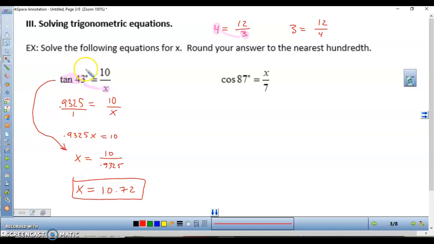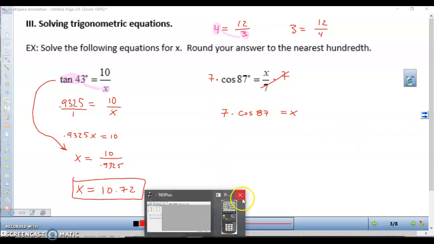So rather than saying, hey, the tangent of 43 is 10 over x, I could say x is equal to 10 divided by the tangent of 43. So there you have it. All right. In the second case, the variable's on the bottom. So what we're going to do is we're simply going to multiply both sides by 7. And you're going to get 7 times the cosine of 87 is equal to x.